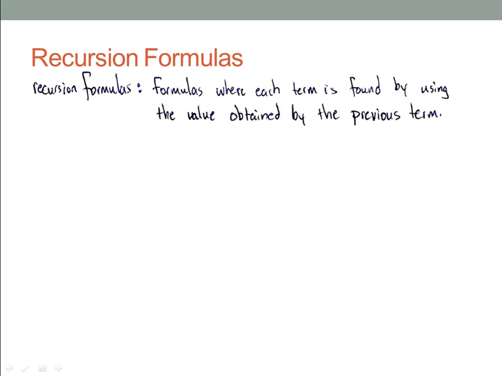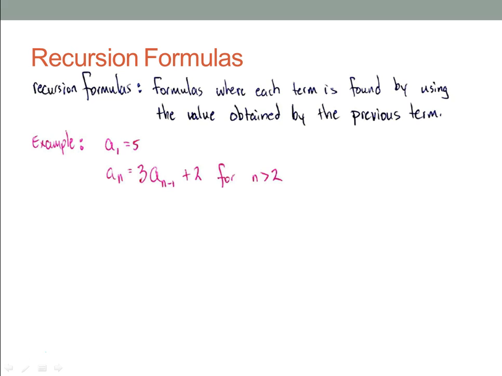Cool. So let's take a look at some of the simpler versions of sequences, and let's look at recursion formulas. Recursion formulas are specific types of sequences where each term is found by using the value obtained in the previous term. So usually they look like this. Now this one gives you the first term. It says a sub 1 is 5, so the first term is 5. And for every one after the first term, this is the formula that we use.